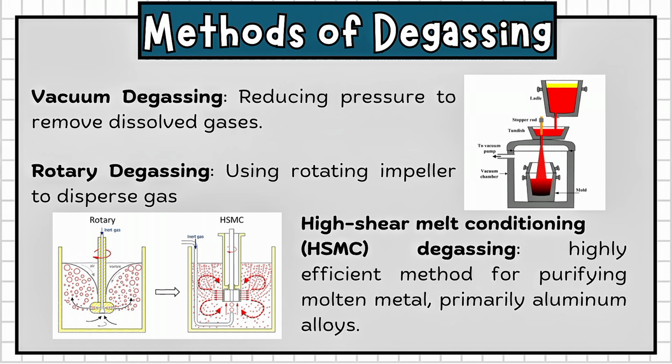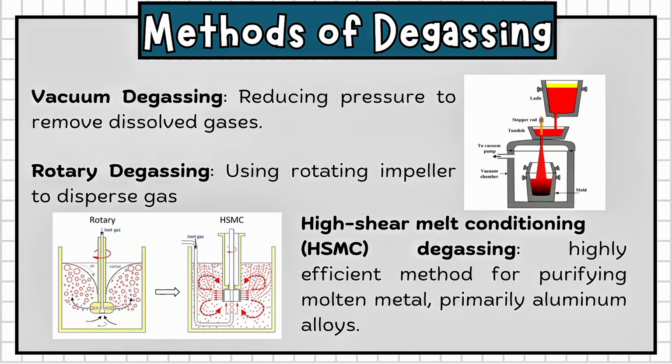To make sure the melted metal is clean and strong, different methods are used to remove unwanted gases. So here are some examples. First is vacuum degassing. It lowers the air pressure to get rid of gases. It is good for removing gases like hydrogen from the melted metal, which can cause problems in the final product.